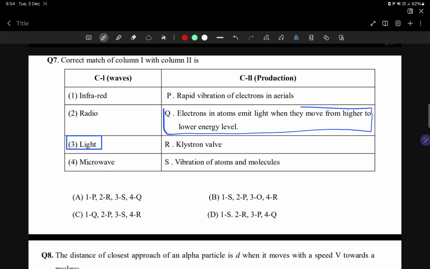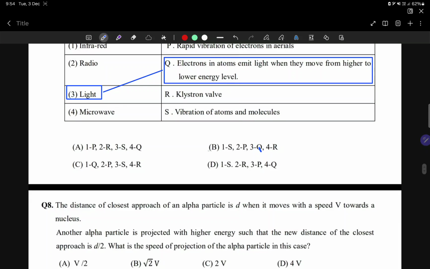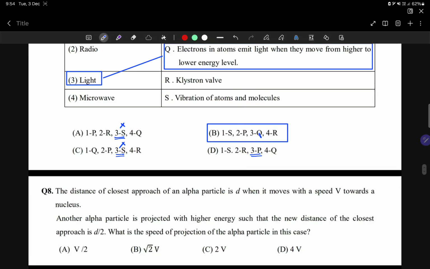So this statement is in relation with light actually. So in column 1, the 3, that is light, is interrelated to Q. The final answer is this one. Option B is our answer. Here 3 is interrelated to S, it is incorrect. 3 is connected to S, it is incorrect. Then 3 in relation with P is also incorrect. So our correct answer is B.